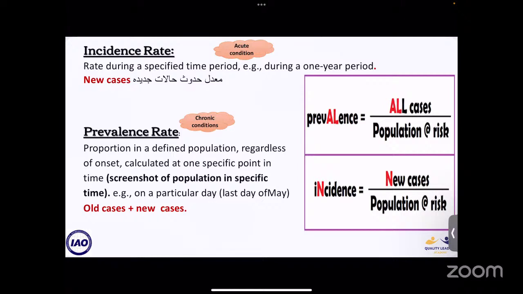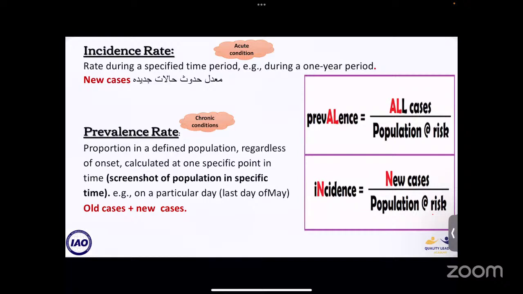For the prevalence rate, on the other hand, this often applies to chronic conditions. This includes both old and new cases of a condition. So for example, if we want to calculate the prevalence of COVID-19 in 2024, this includes all cases, both new and old, that have occurred up to 2024, divided by the population at risk during that period.